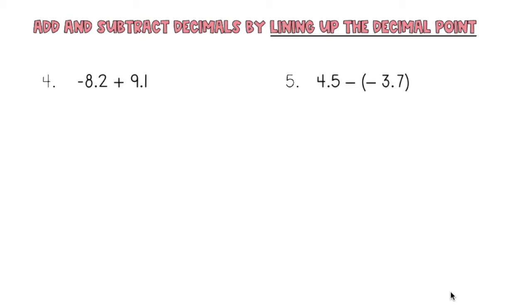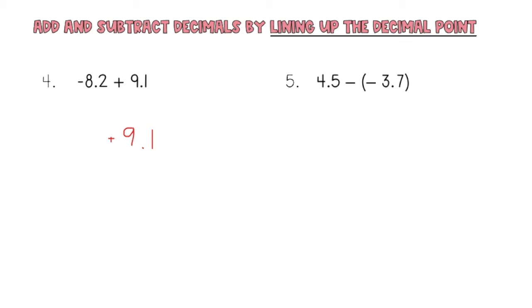Let's look at adding and subtracting decimals by lining up the decimal point. So for number 4, I have negative 8.2 plus 9.1. I have different signs. I have a negative and a positive. So I know my numbers are going to cancel each other out. We're going to be subtracting. So to do this, I'm going to set up my equation and I'll start by writing the bigger number on top. So 9.1.